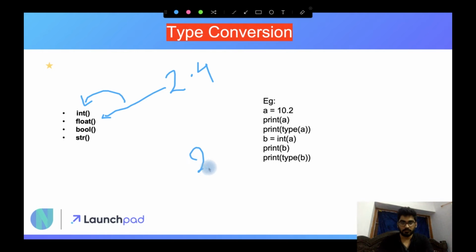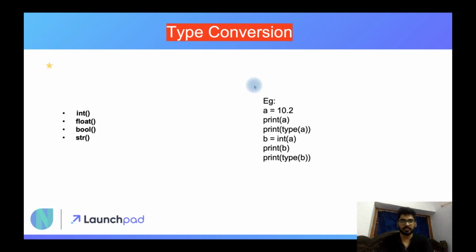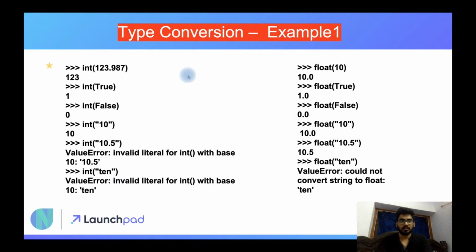Or if you take 2, it's an integer data type. What if I want to convert it to float or string? How can I convert it? So there are a lot of possibilities. We'll cover them one by one. I'll give you enough examples so you can understand. So let's talk about the first case. This case deals with converting anything to integer.